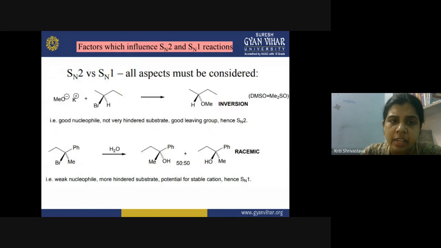In the SN2 reaction, we have seen that inversion of the configuration takes place. With a good nucleophile, a not very hindered substrate, and a good leaving group, you see the SN2 reaction. But when you have a weak nucleophile, a more hindered substrate, and potential for a stable cation, then you will get a racemic product, and the SN1 reaction mechanism will be favored in this case.